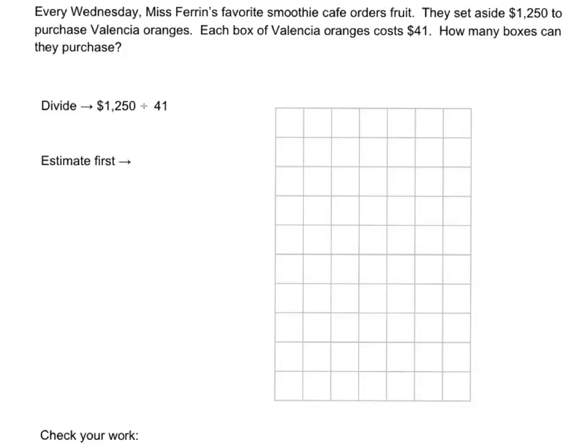I'm going to estimate first, again, just to get kind of a rough idea of where I should be in my division. So I'm going to look at that 41 and say, well, that would be nice if I could keep that at 40. That's pretty close. And then 1,250, if I round that down to 1,200, that will be nice compatible numbers. And again, my quotient, coincidentally enough, is going to be 30. Next, I'm going to set up my long division problem. So I've got 41 as my divisor, and then 1,250 as my dividend.